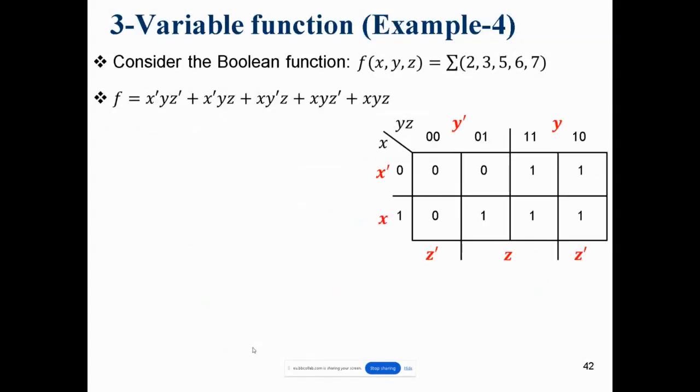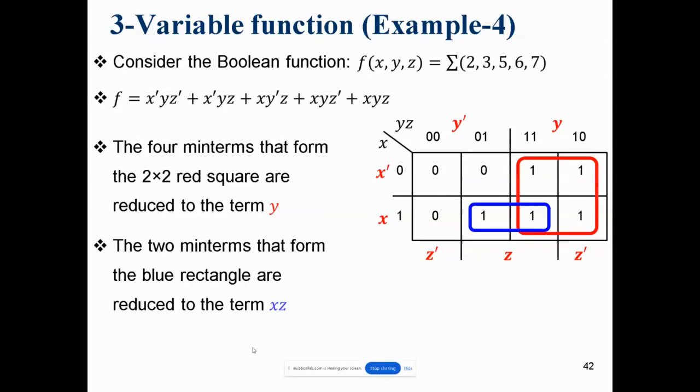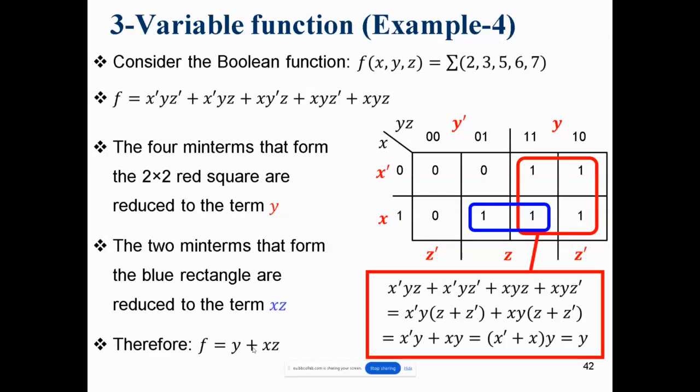Now consider this Boolean function F. The 4 minterms that form the red square are reduced to the term Y. The 2 minterms in the blue rectangle are reduced to the term XZ. And this is called X plus Y plus XZ. Any question? And can you see the red one?